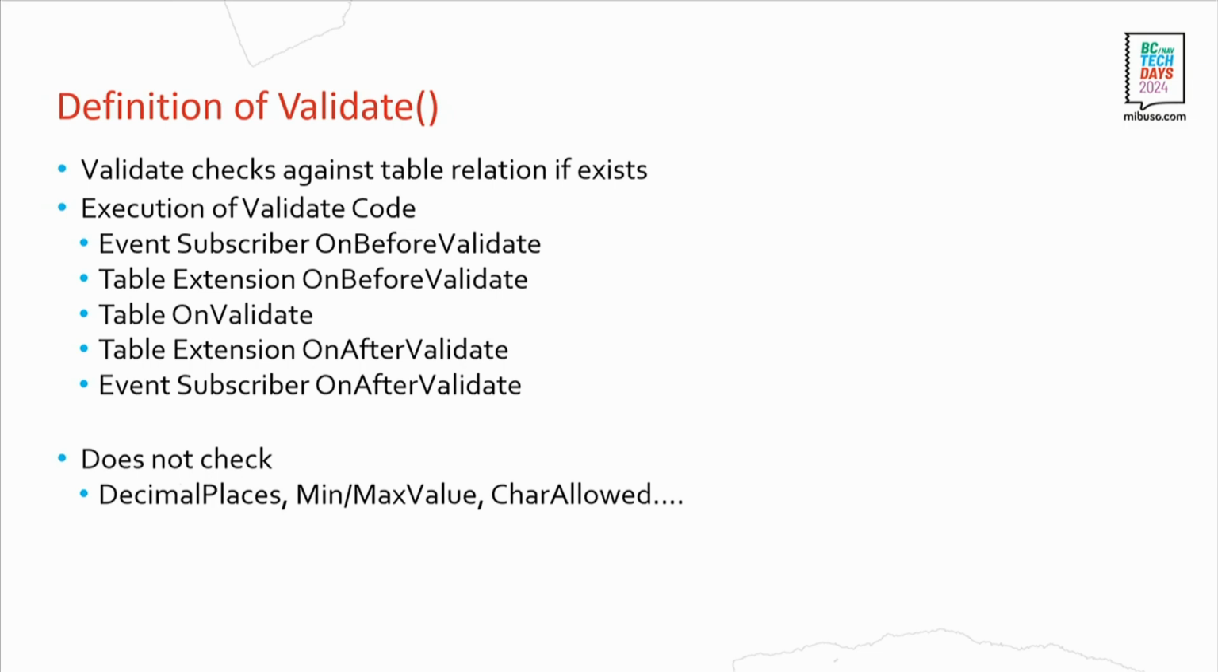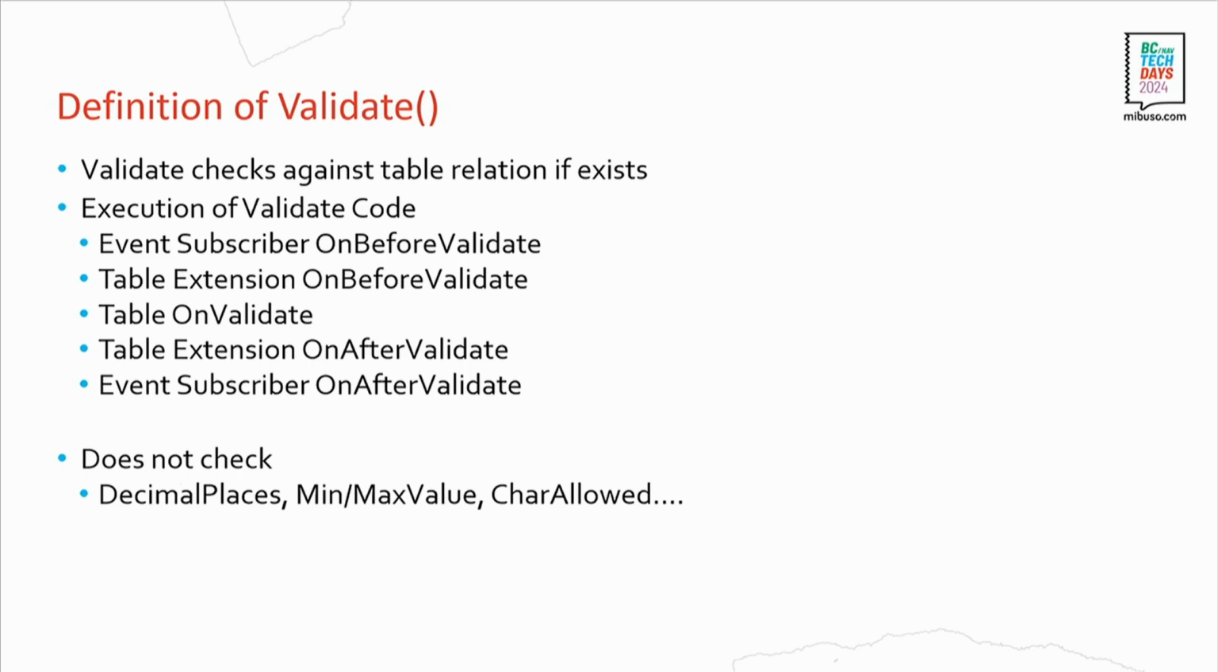What is the definition of validate itself? What does a validate do? What is it all about? If you call validate on a record variable, this does exactly two things. It validates the table relation if there is one, and if the validation isn't turned off. And it calls a bunch of code. That is 5 places in total.